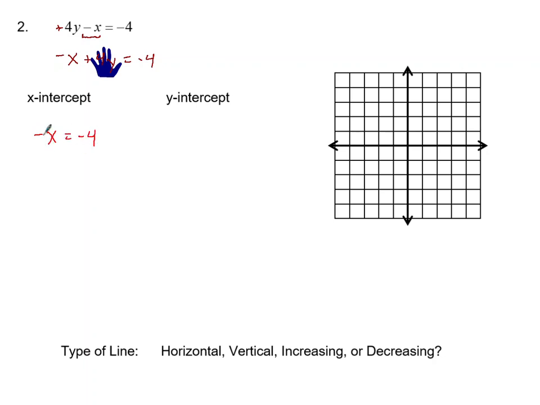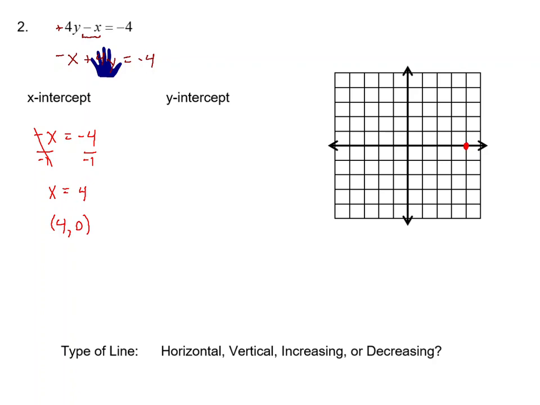I have to solve for x, so therefore I need to divide by this coefficient of negative 1. And then x will be all by itself, and I will have positive 4. So my x-intercept is 4, 0. Let's plot that. 1, 2, 3, 4.